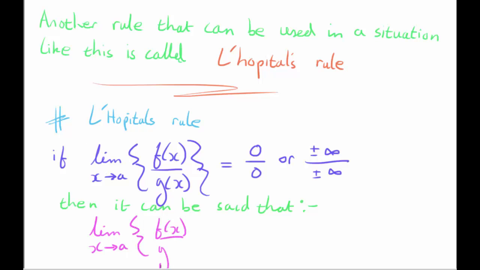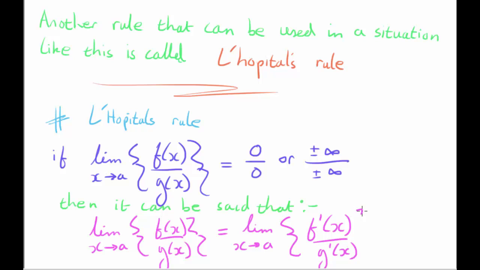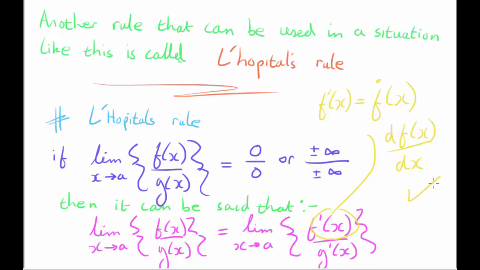So the limit as x goes to a of that numerator and denominator is equal to the limit as x goes to a of the derivative of f of x and the derivative of g of x separately, where f dash is equal to f dot, or the derivative of f of x in terms of x, just in case you're mixing up the notation.